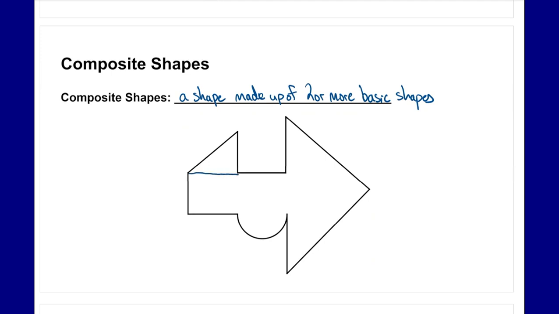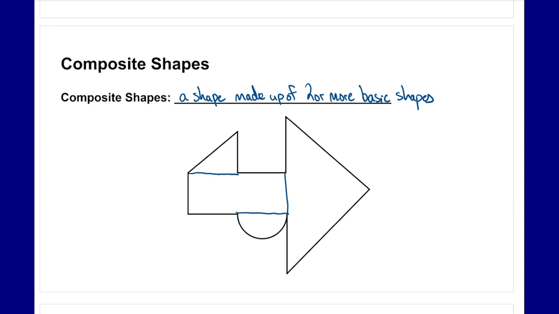If I look at this shape here, I can divide this up into some different shapes. I can divide it up into a triangle here. I can make a long rectangle, a semicircle, and another triangle. I could probably also divide it up into maybe a couple of squares. I could divide this triangle in half. But the idea is we can divide it up into basic shapes.